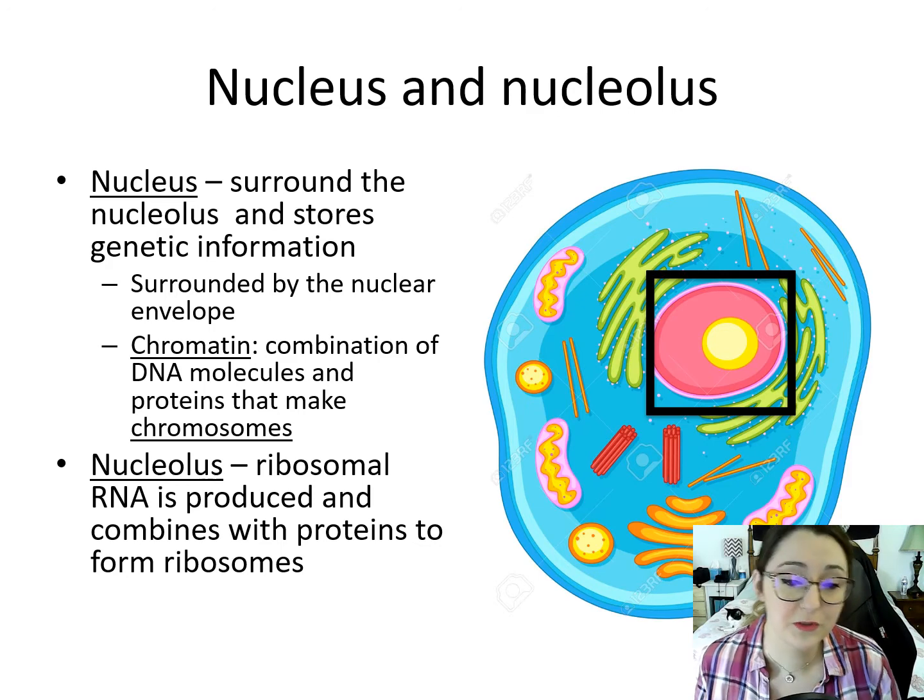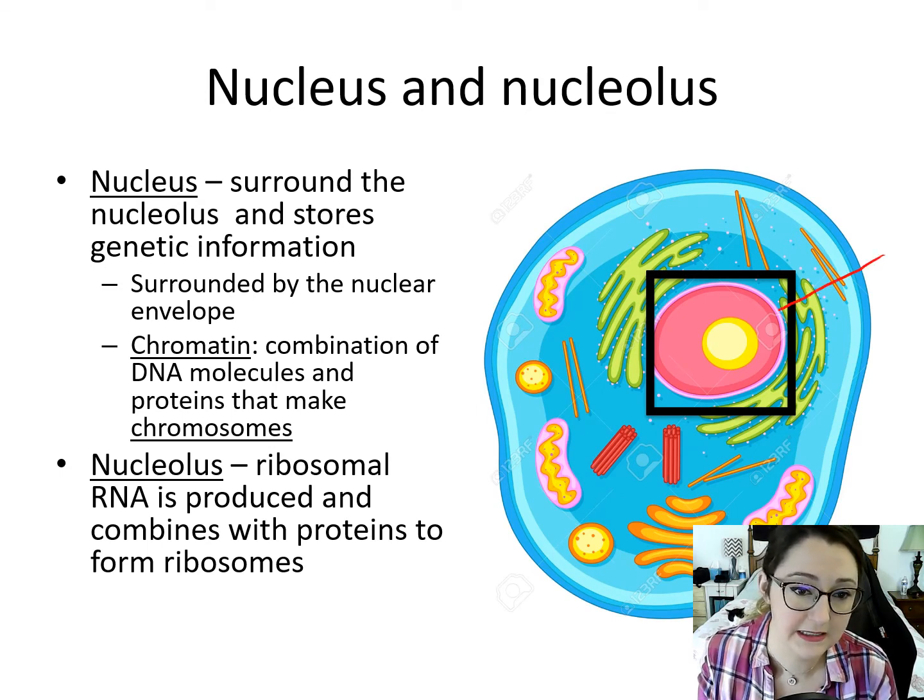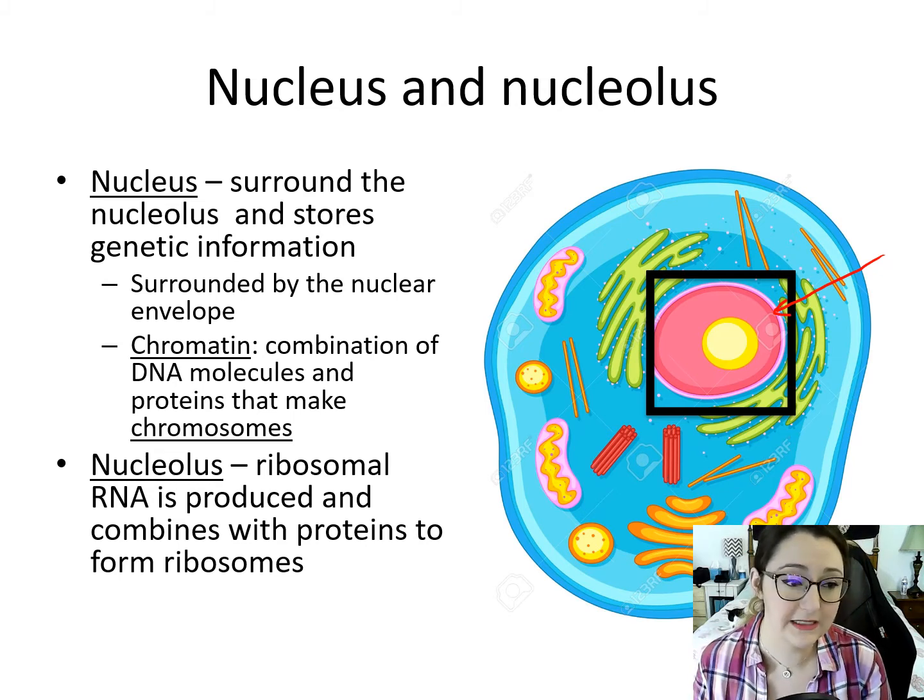So first and foremost, we are going to start with the nucleus. That is this big pink egg here in the middle within that black box. The nucleus will surround the nucleolus, which is the yellow portion here, and stores genetic information. It is surrounded by the nuclear envelope. That's what this light pink is. That is the nuclear envelope. And it will contain chromatin.